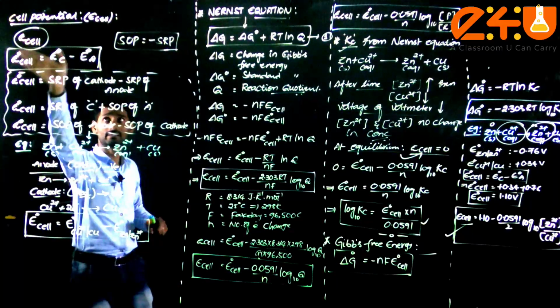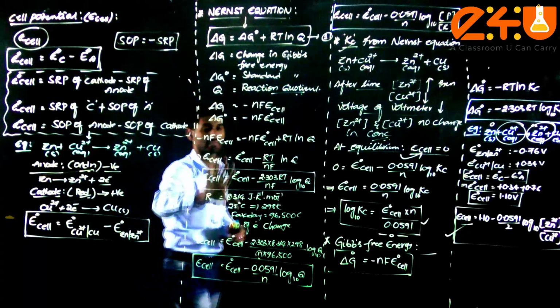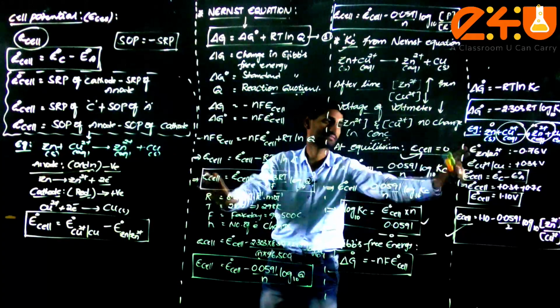Next, cell potential is the potential difference between two electrodes. Then we calculate it, and from there we calculate the Nernst equation. This is very important.